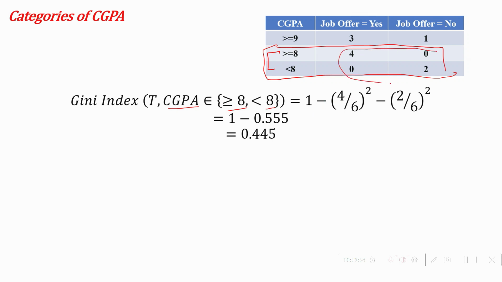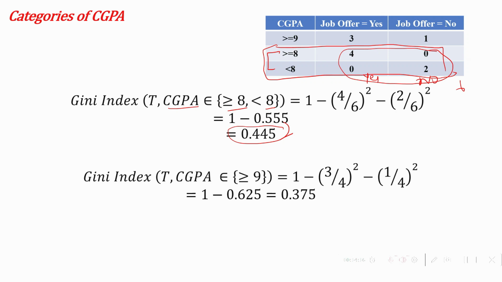The number of elements is 6, and how many are yes? 4 are yes and 2 are no. That means 1 minus (4 by 6) whole square minus (2 by 6) whole square, that is equal to 1 minus 0.55, that is equal to 0.445.